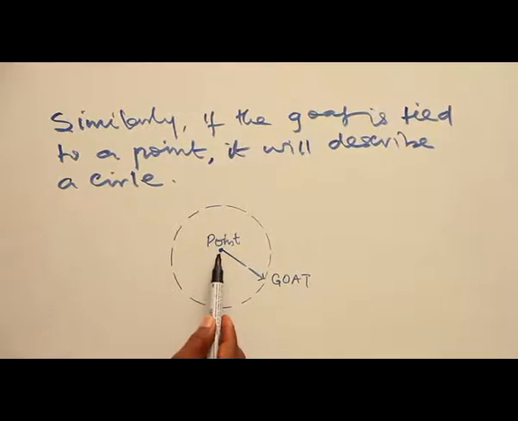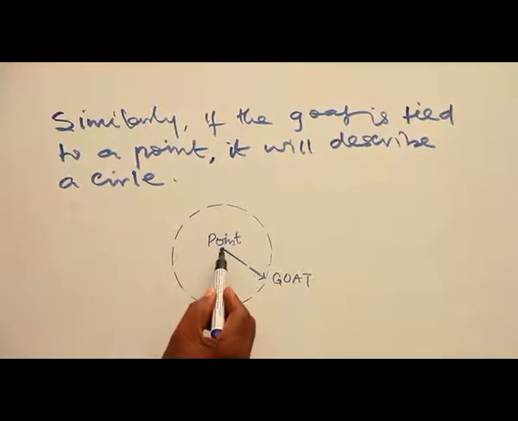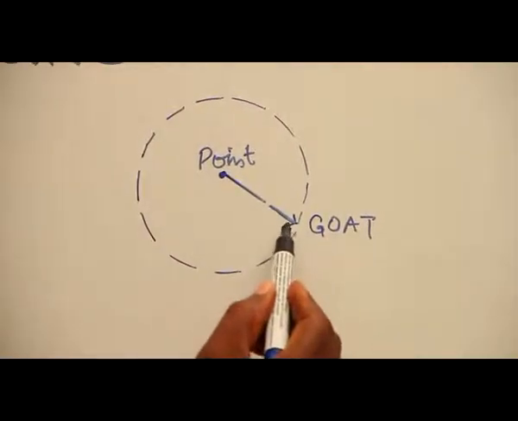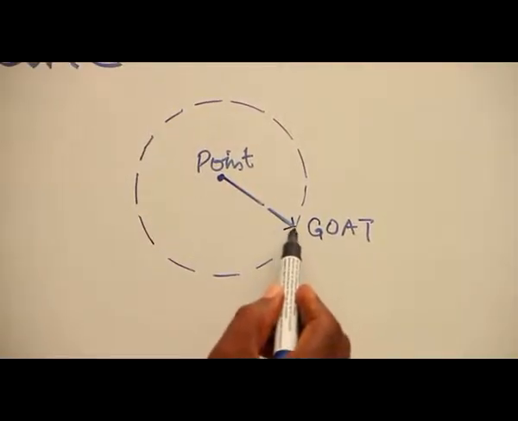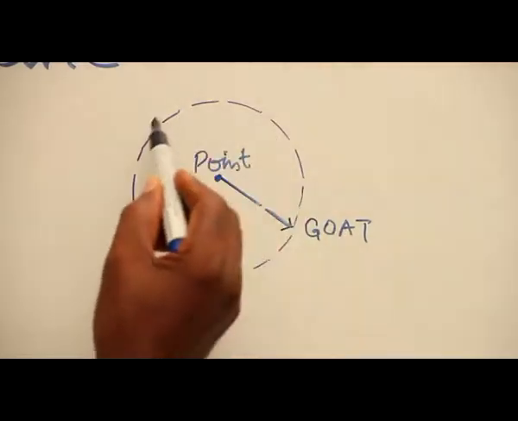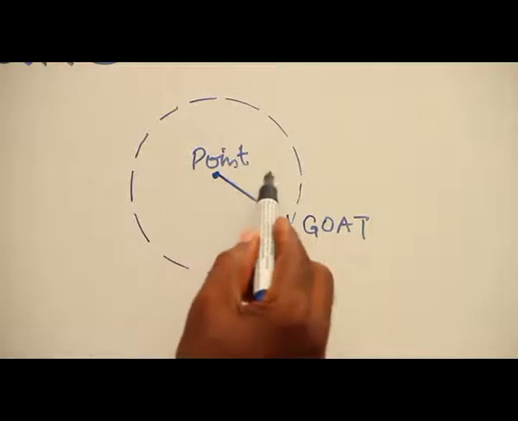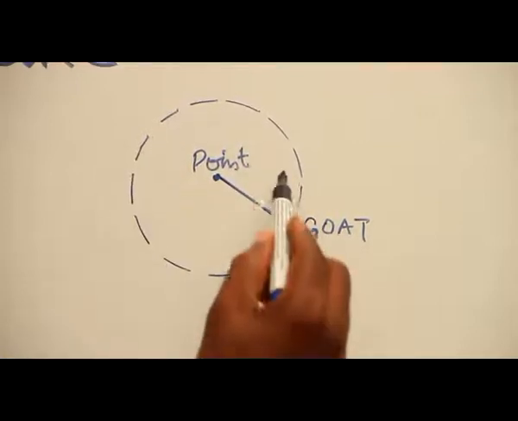This is exactly what I'm talking about. Here is a fixed point, and here is the rope that is tied on the goat. And the goat can actually move round, tracing this round the fixed point, and it will describe a circle.